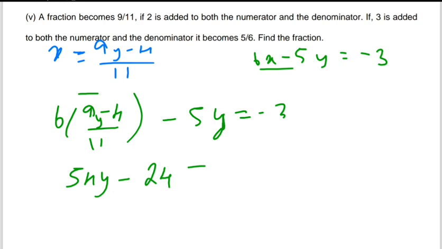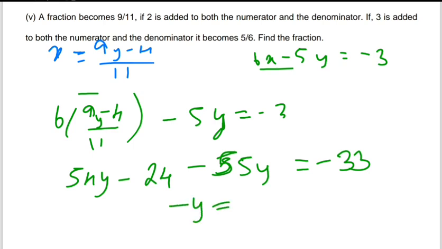So if we take LCM, so 5 into 11, 55y. And now 11 is in denominator, we will be taking to RHS, that is minus 3 into 11 is minus 33. So if we simplify this, minus 55y plus 54y is minus y, and minus 33 plus 24 is minus 9. Minus y is equal to minus 9. So y is equal to 9.